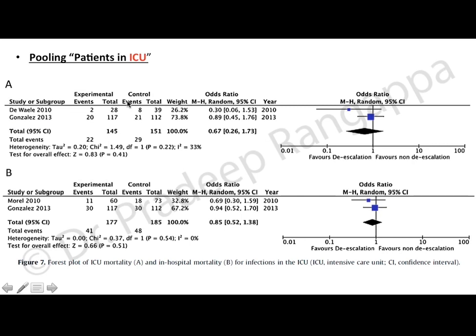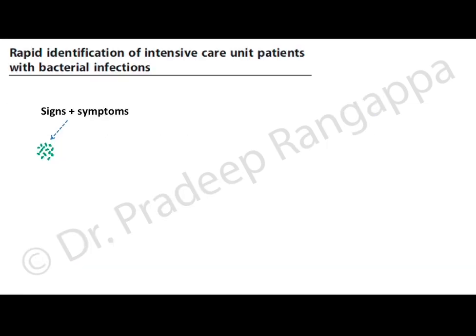So pooling all the patients in ICU, if you do a meta-analysis, again you see that the diamond tends to move towards de-escalation. So again this forest plot reiterates that de-escalation is non-inferior to non-de-escalation. If you look at these evidences that have prevailed, de-escalation was non-inferior, and if you look at the neutropenic group, it led to better outcomes if you de-escalated the antibiotics.